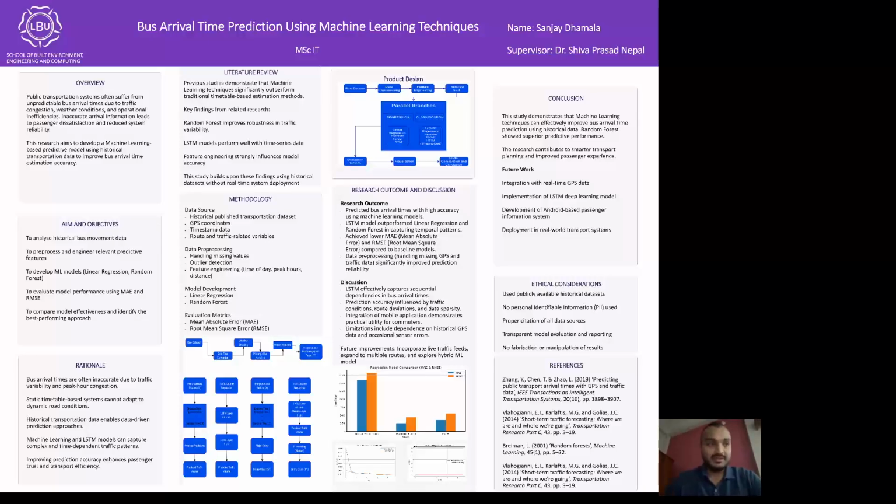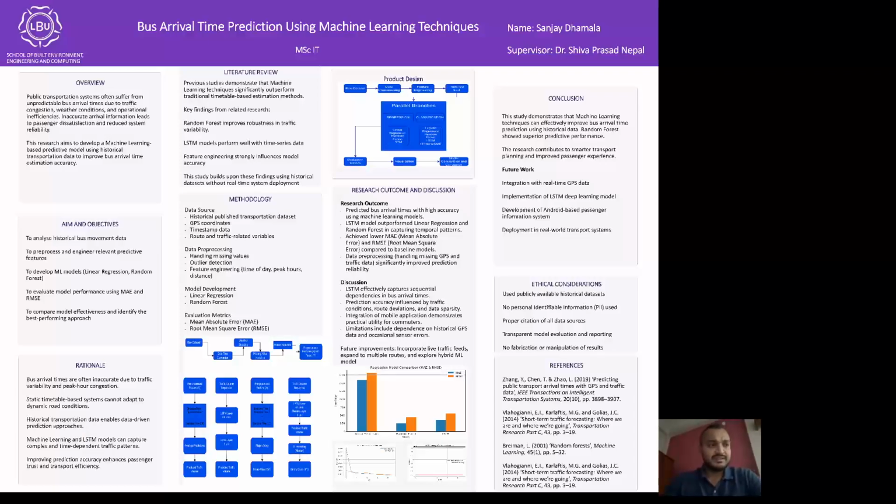To ensure objective comparison, two evaluation metrics were used: mean absolute error, which measures average prediction error, and root mean square error, which penalizes large prediction errors more heavily. The lower the value, the better the performance of the model.